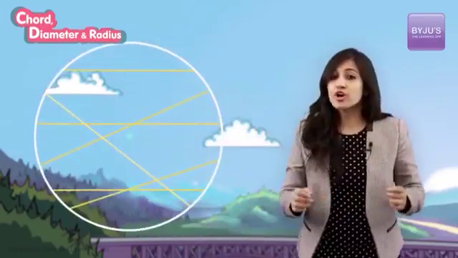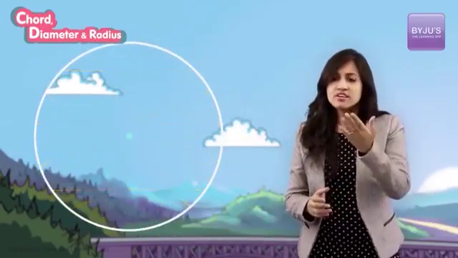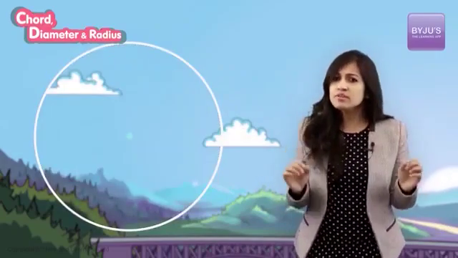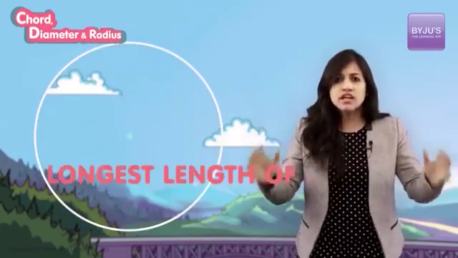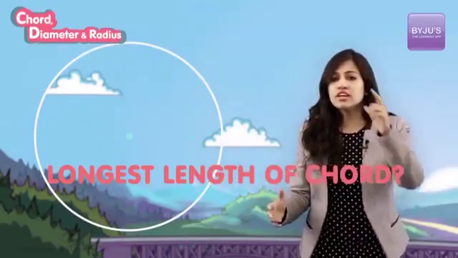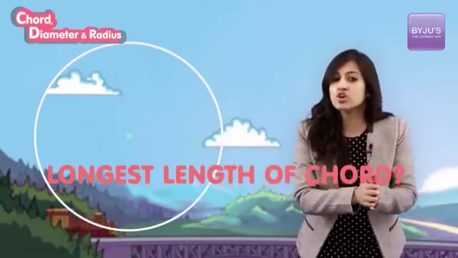And the chord can be of so many lengths. This is a chord, this is a chord, this is a chord. All of these are chords. Now that we're talking about chord lengths, since this circle is a closed space, you agree with me, there has to be some limitation to the longest length of the chord possible. So let's try to find that longest chord, okay?